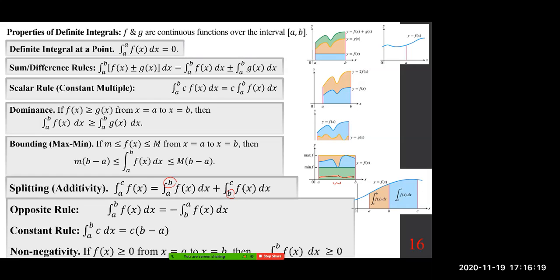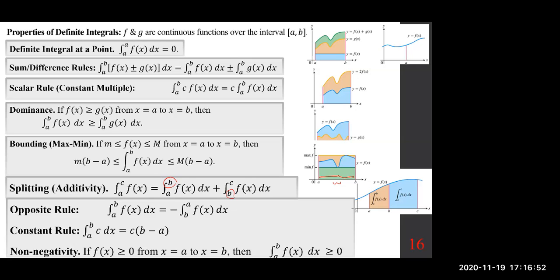And the opposite rule says the integral of a to b is the same as minus the integral of b to a, simply because delta x, which is b minus a over n, becomes a minus b over n. If you have a constant, it's just the same as the min and max times b minus a. If f is a positive function, its integral is positive. I think it's self-explanatory. I highly recommend you guys go over that and get comfortable with that.